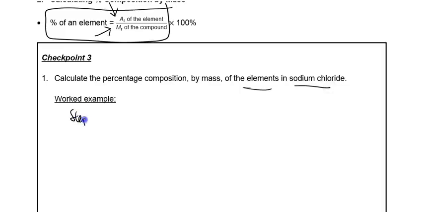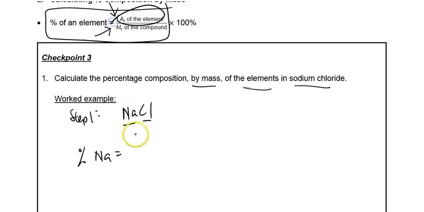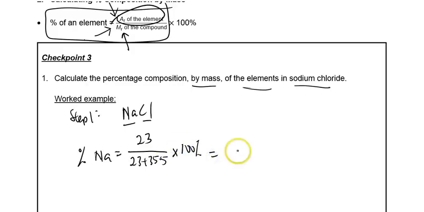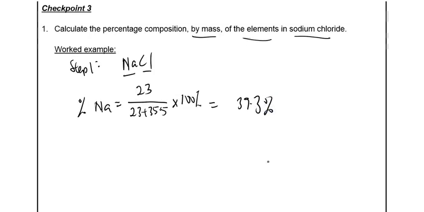So step 1, we must determine the formula, and it is NaCl. Then now we can go about calculating the percentage composition by mass. So we have sodium and we have chlorine inside. So percent sodium will be equal to AR of the element, which is 23, divided by the MR of the compound, 23 plus 35.5, times 100%, and I will get 39.3% for percent of sodium.